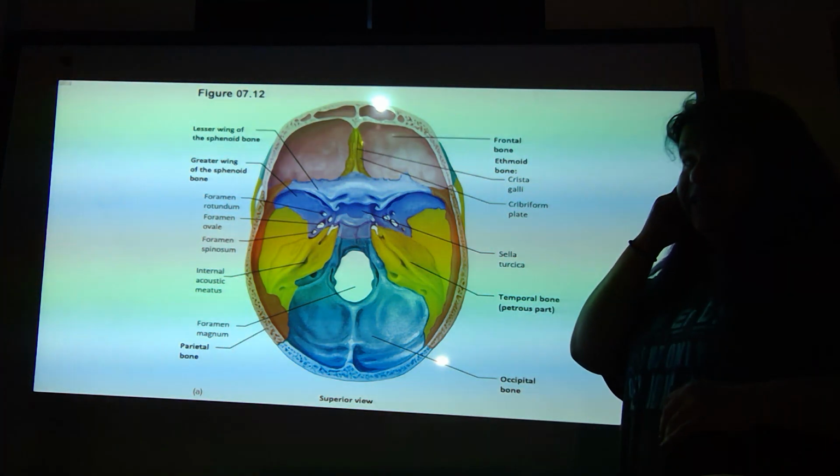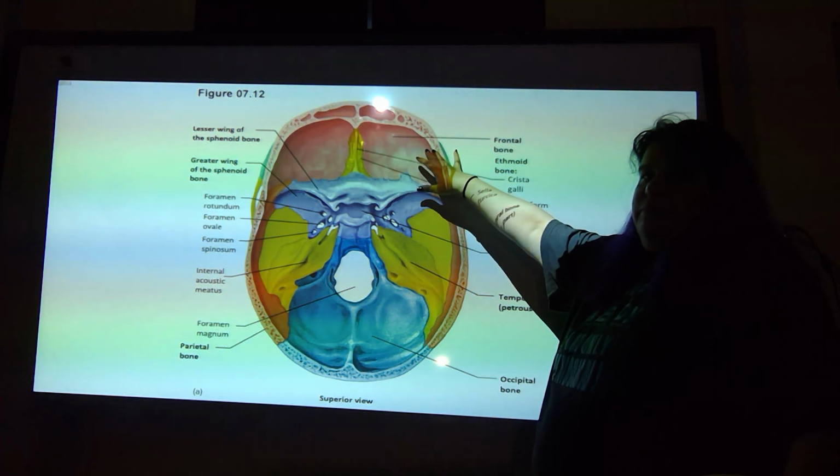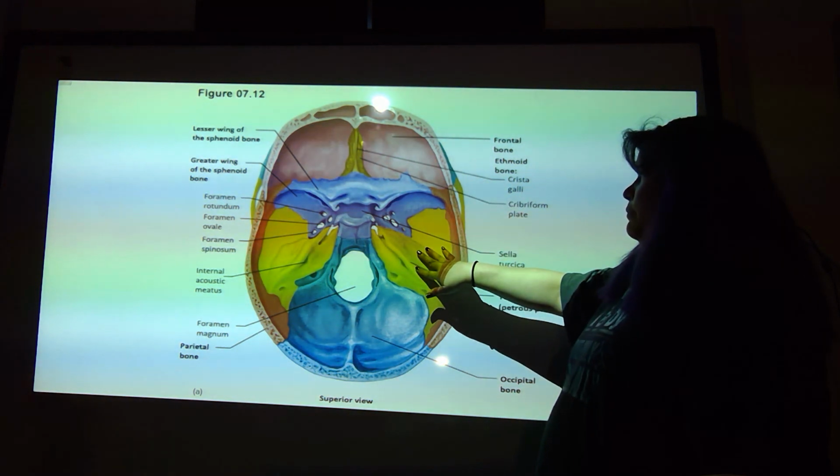So again, let's look and see what we got. Frontal bone, not surprising.